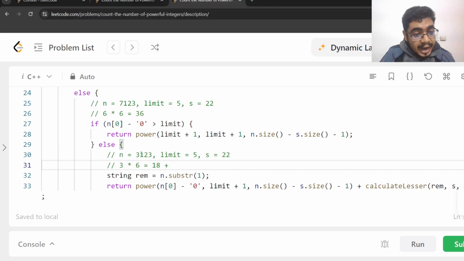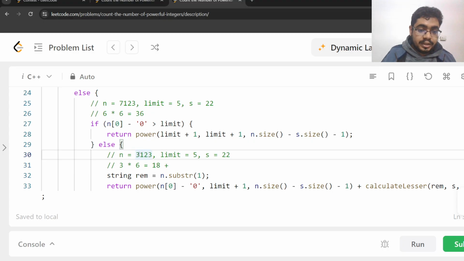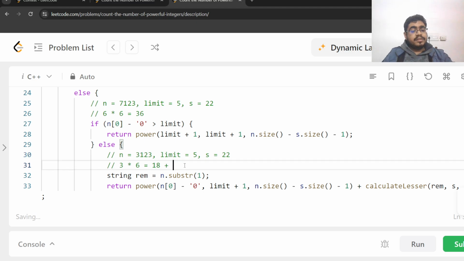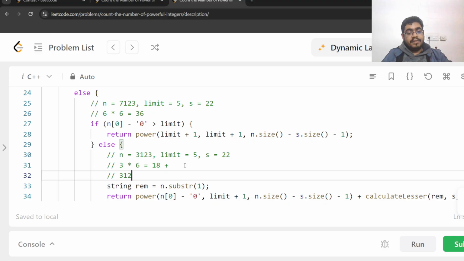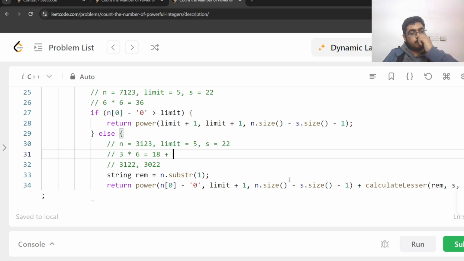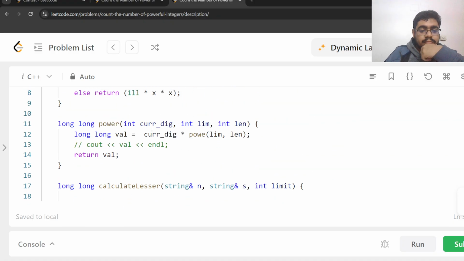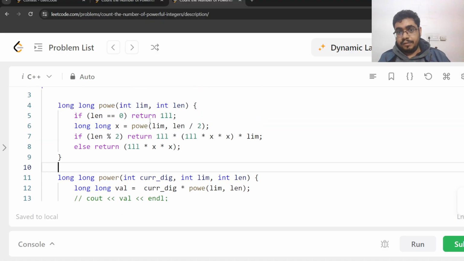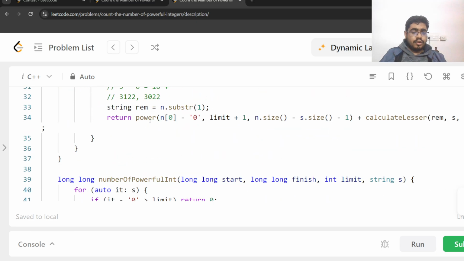Plus I have to make a call for fixing 3 here and then calling for 123. Because I have not considered cases like, let's say, 3122 or 3022. That will be handled when I make a call for this 123, assuming that 3 is fixed here. So that is why this second call is there. Okay, the power function is simple. We take the current digit and multiply it with the actual power function of limit and length. And this power function is simply the divide and conquer approach that is there for power function. So that is the basic idea of this solution. I hope you guys can implement it.